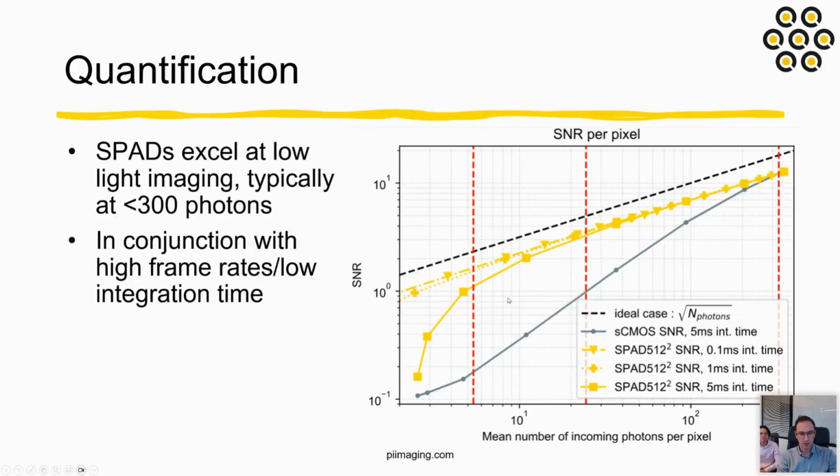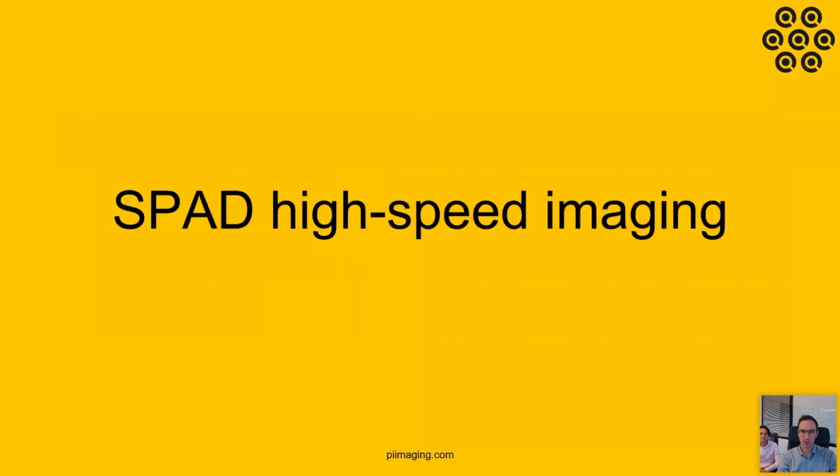And this is also important in conjunction with the fact that we do want to operate the SPAD at the highest frame rate or short integration time. However, even with relatively long exposure times, you can see that the signal-to-noise ratio of the scientific CMOS camera is significantly lower at less than 100 photons impinging.